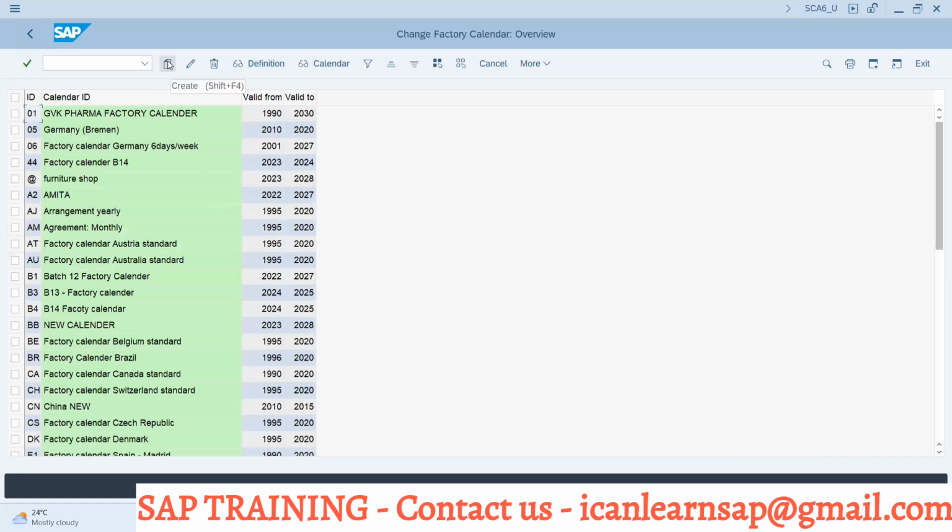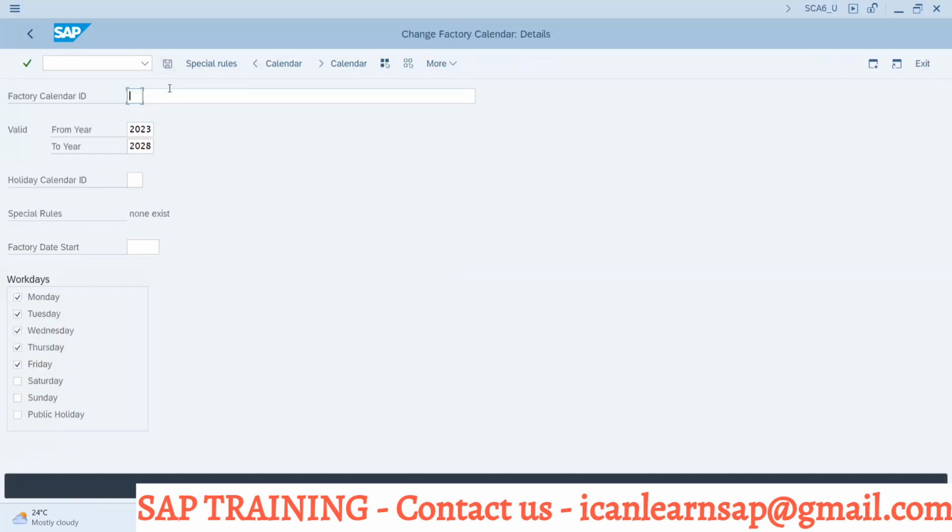So we will go on the create button and we are going to use C5, save. Or let's say F5 is my factory calendar. I will say batch B15 factory calendar. It is valid for year 2024 to 2025. Now assign holiday calendar. So which holiday calendar have we created? We have created C5. We are assigning it over here. Clear? Simple steps, three steps are there.